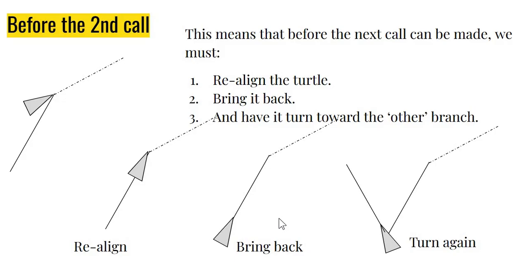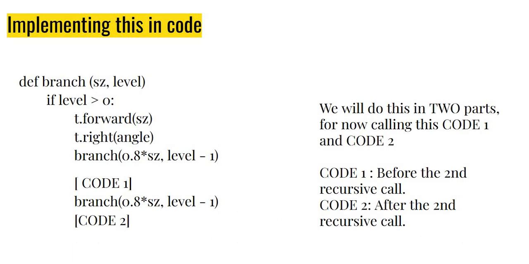Now, let's just try to break this down a little bit. We know that we are going to make 2 recursive calls. That we know because the square pattern tells us that 2 recursive calls is all we are going to need. But we will now have to write this additional code to, let's say, do all the readjustment and realignment. Let's say we will do this in 2 parts, code 1 and code 2. Code 1 is this piece of code that I'm going to put before my second recursive call, and code 2 is something that I'll put after the second recursive call. Now, we will understand what code 1 and code 2 should be.